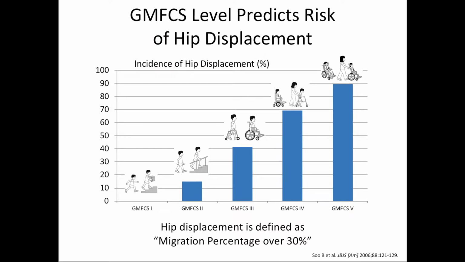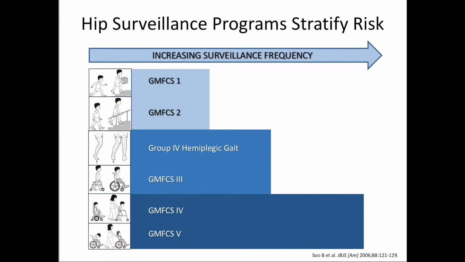The gross motor function classification system level predicts the risk of hip displacement, as I described to you earlier. Patients with more severe involvement and lower function, as described by the GMFCS system, that is a higher number, have a higher risk of hip displacement over time. All hip surveillance programs in their guidelines stratify risk based on GMFCS as well as whether or not the child has a group 4 hemiplegic gait pattern.